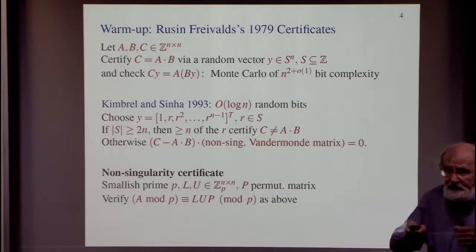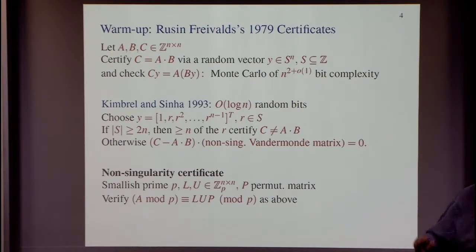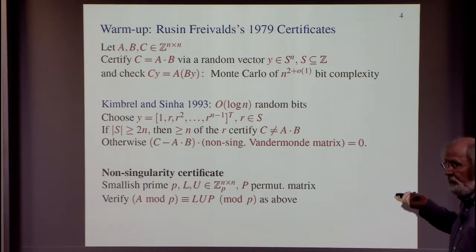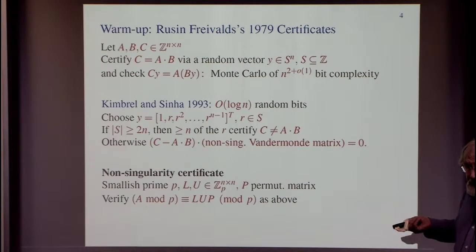So there is a trade-off. If the prime is too large, then you're no longer essentially linear. And if the prime is too small, you don't have a probability of success bounded away from 0 that the output is verified. And it's just the LUP factorization. You see, by Freivalds, you can check whether this is the LUP factorization modulo P, and then the L and the U will actually tell you that the matrix is non-singular.